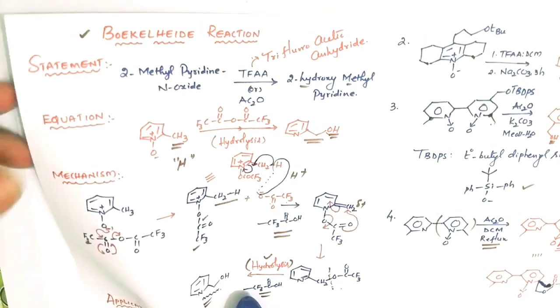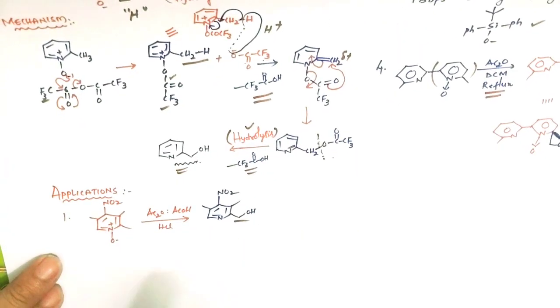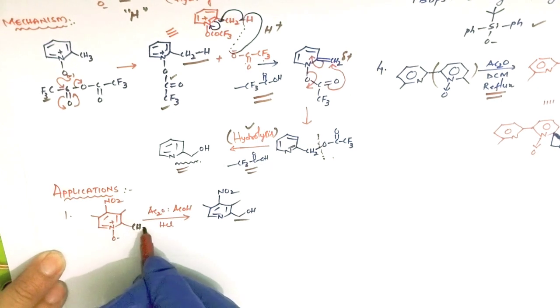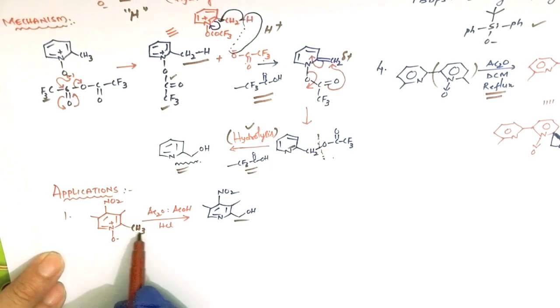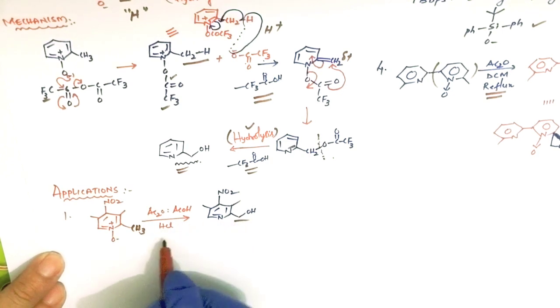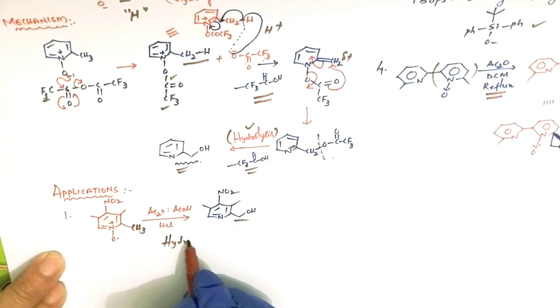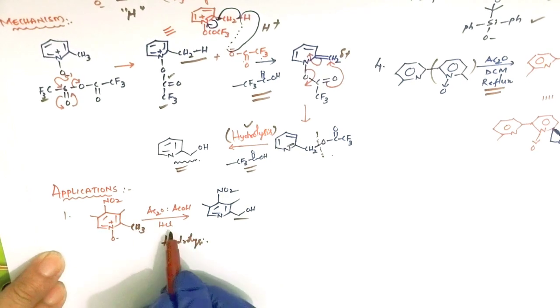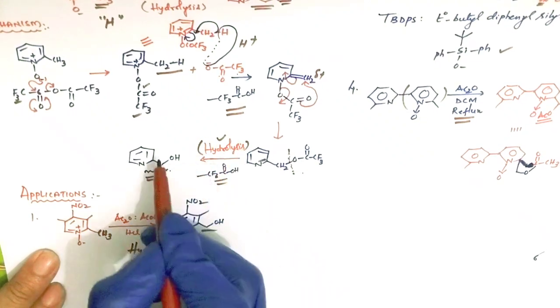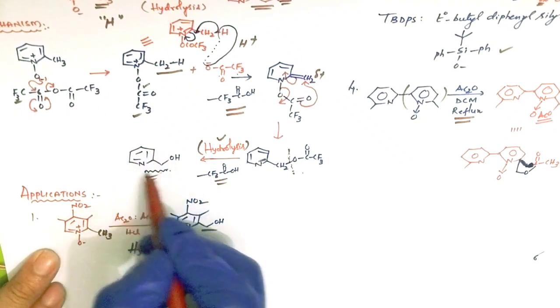Clear? Let's see some of the applications. Here see the group. So pyridine N oxide. At the second position we have a CH3 group. So one of the hydrogens will be replaced with OH. Very simply. Okay. So here hydrolysis is a must. That we need to understand. By using HCl we are doing the hydrolysis. Otherwise, if you do not do the hydrolysis, we will not come up with this final moiety.